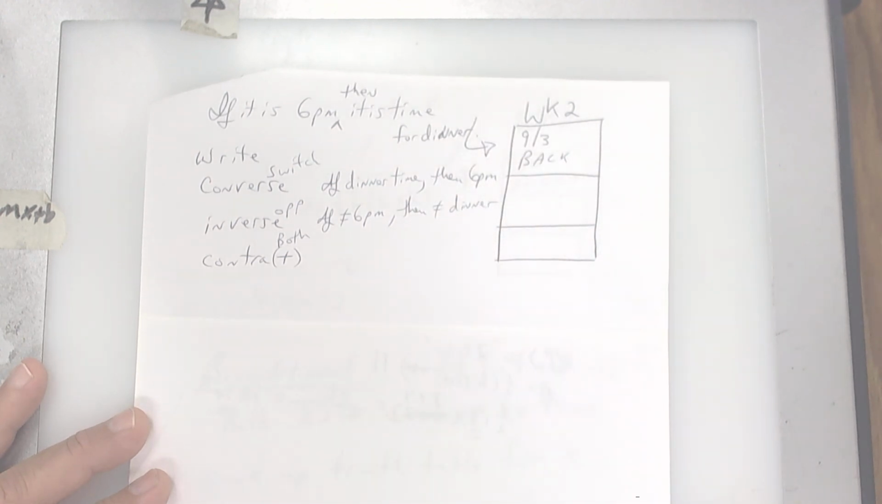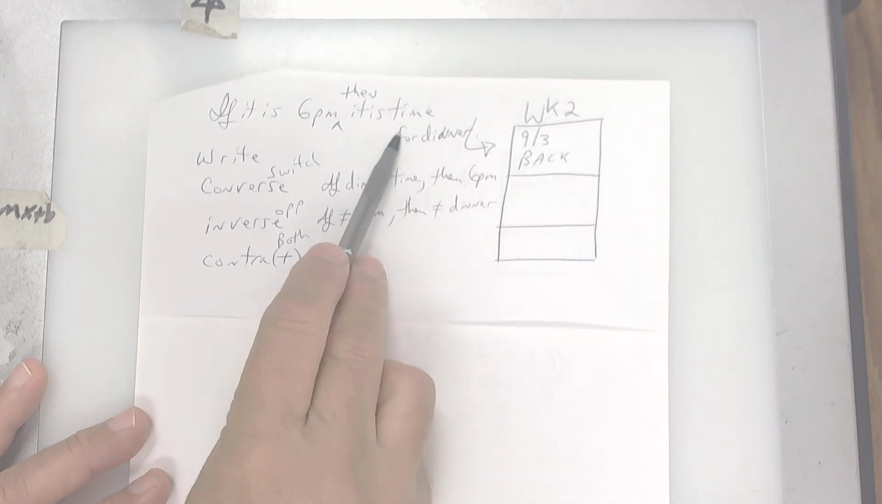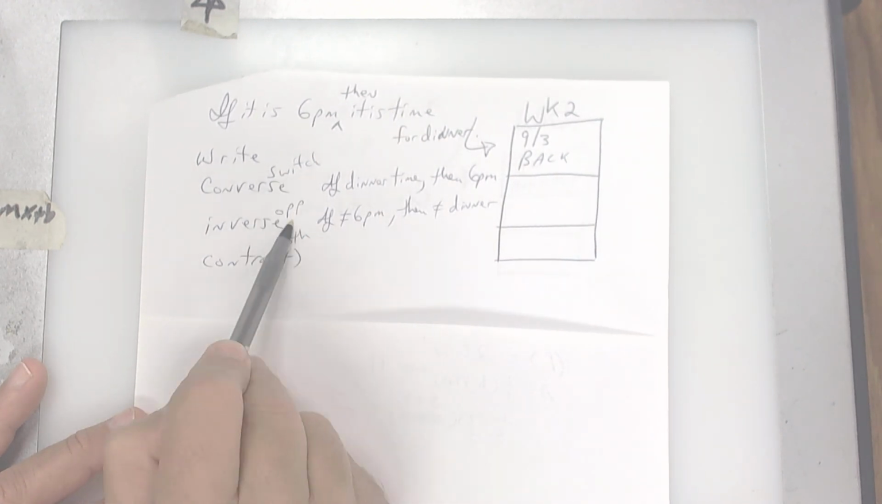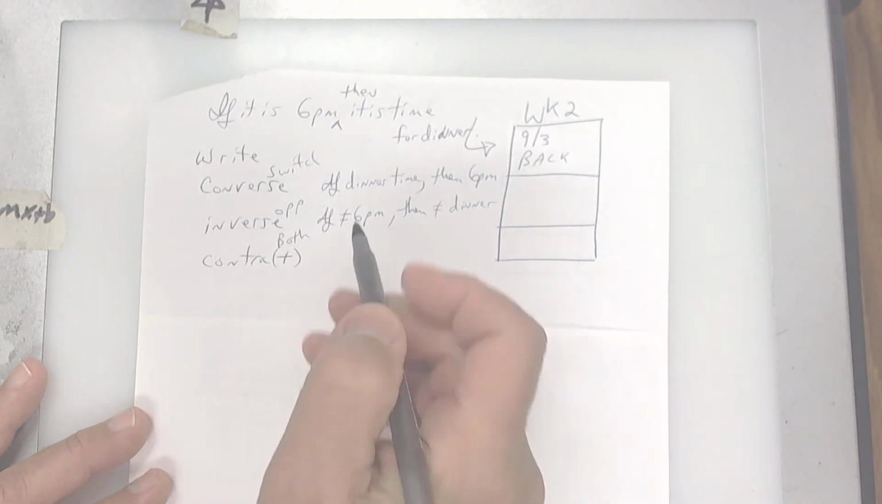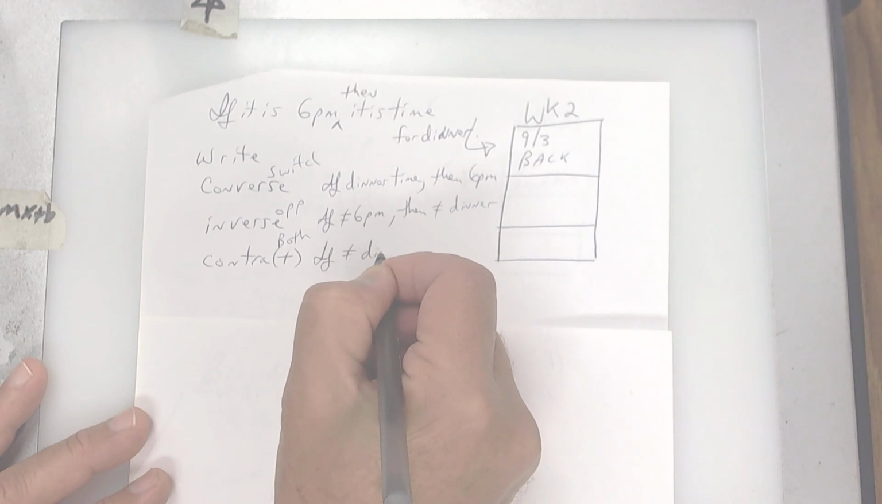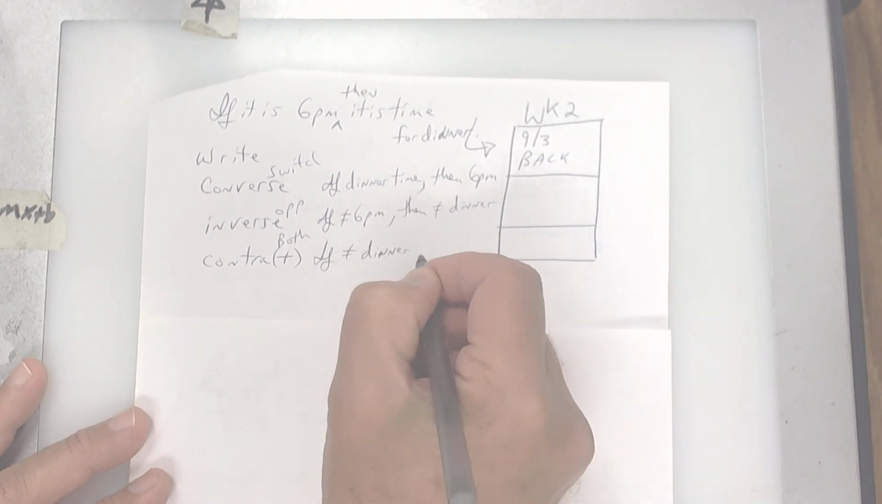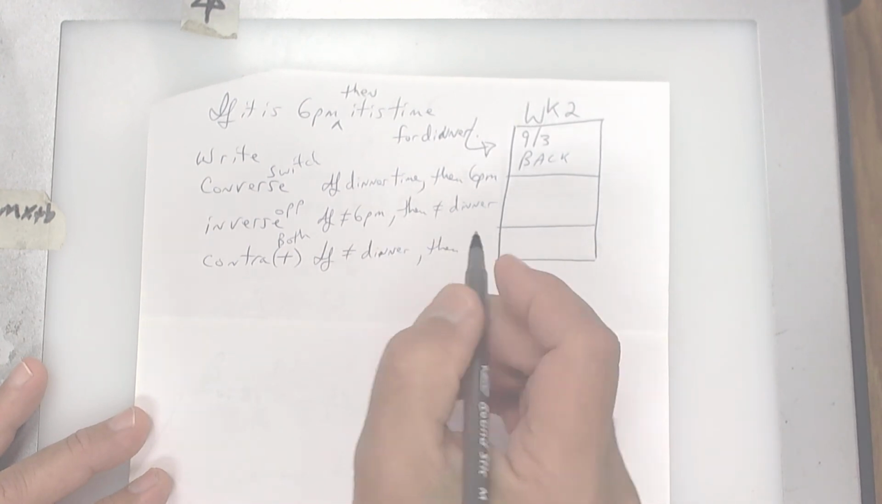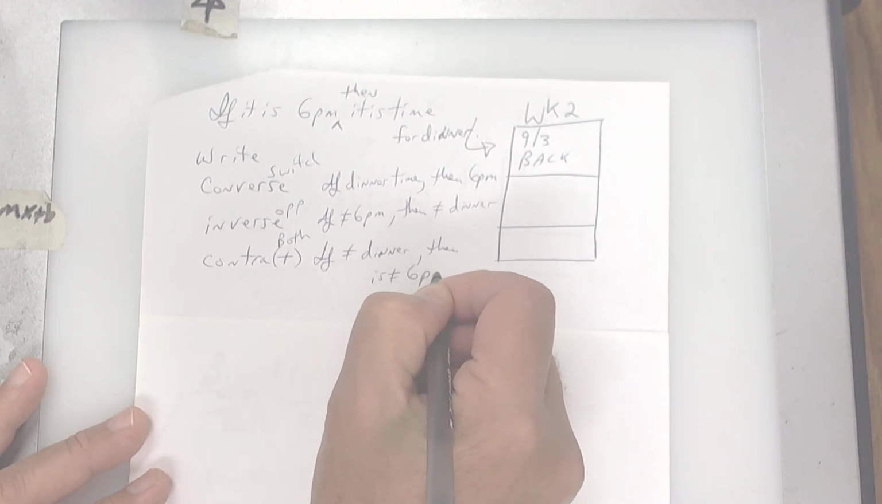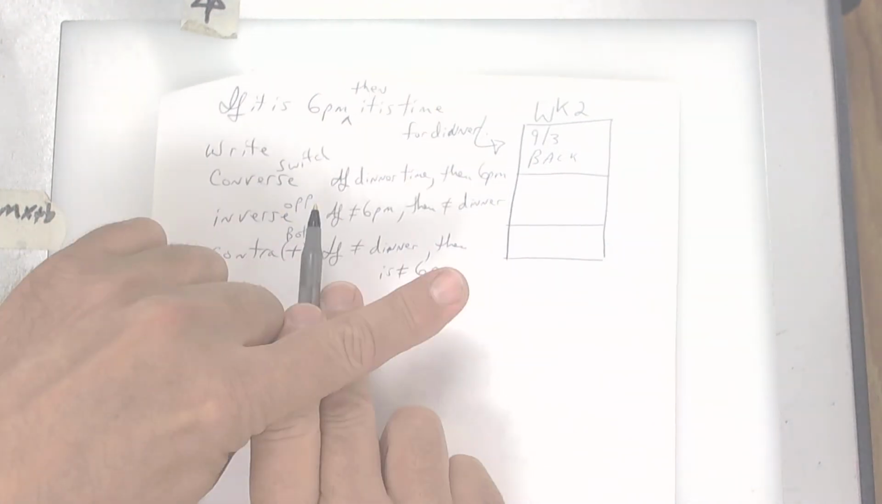I'm just abbreviating. The contrapositive, you got to put this first, but you got to change it. Remember, it's both. You got to switch and opposite. So if it is not time for dinner, then it is not 6 p.m. Okay, so switch and opposite.